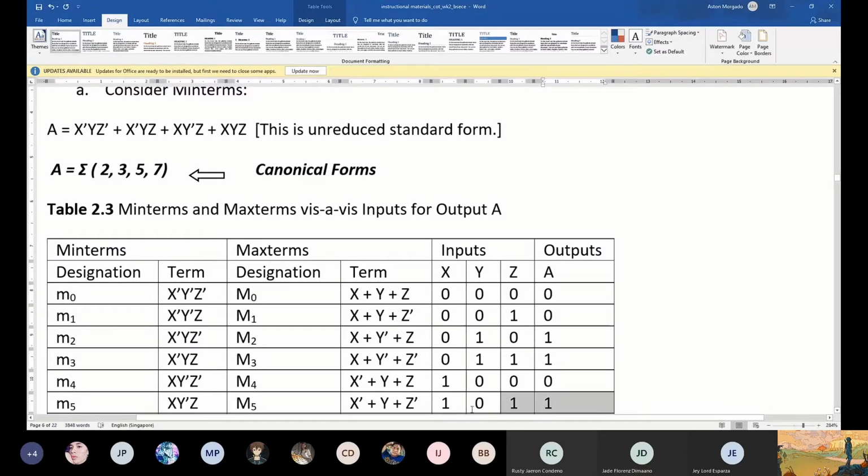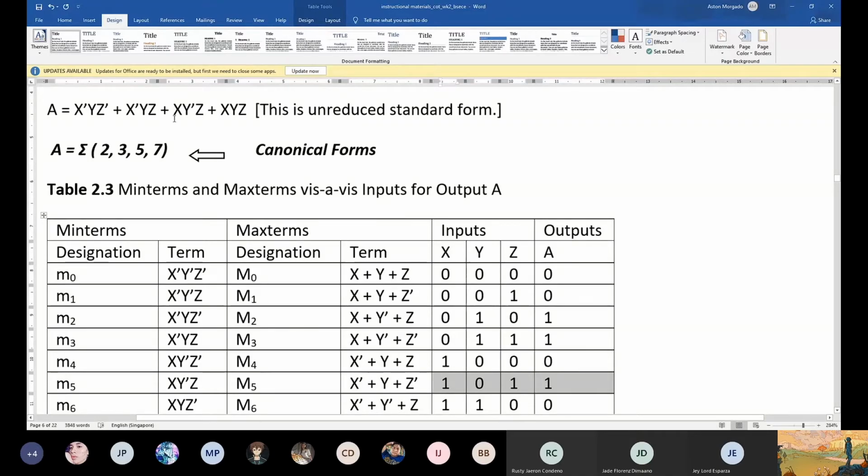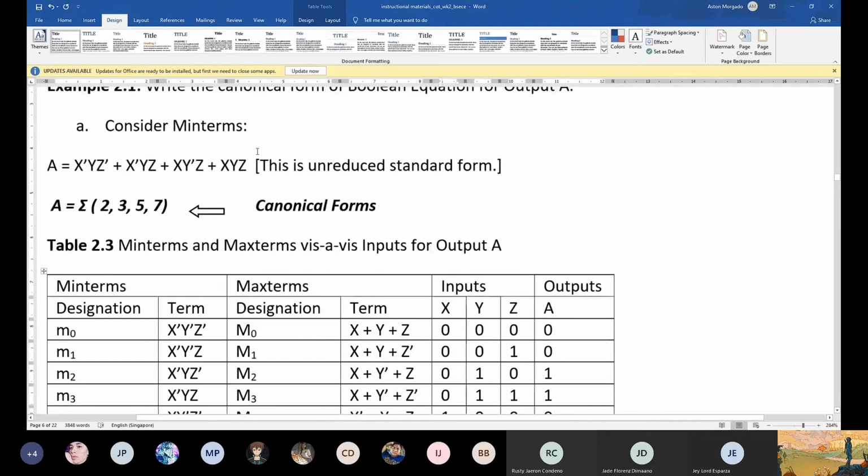Next, 1, 0, 1. X, y prime, and z. And we have x, y, z. Okay? So, this is the standard form, the unreduced standard form. And this is the canonical form. Meaning there are two ways to express the equation for logic. So, we have the standard and canonical form. Okay?